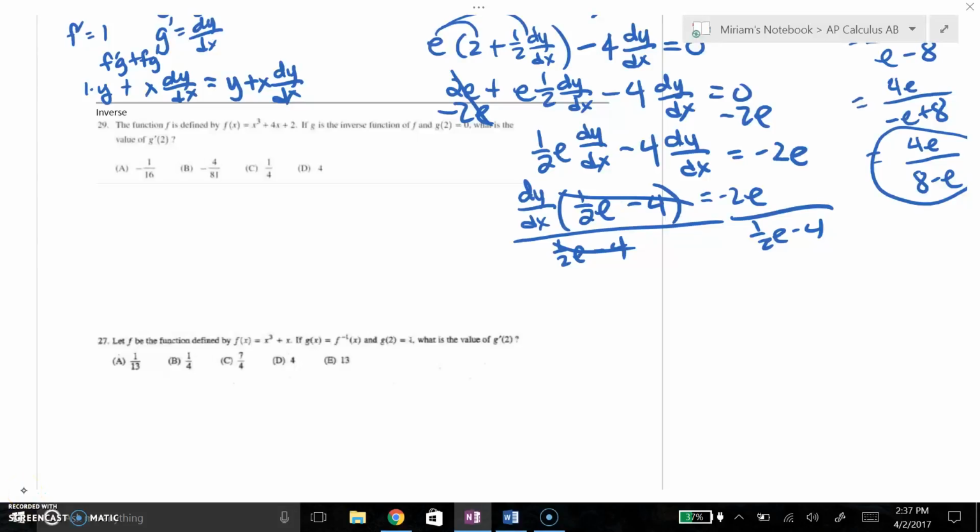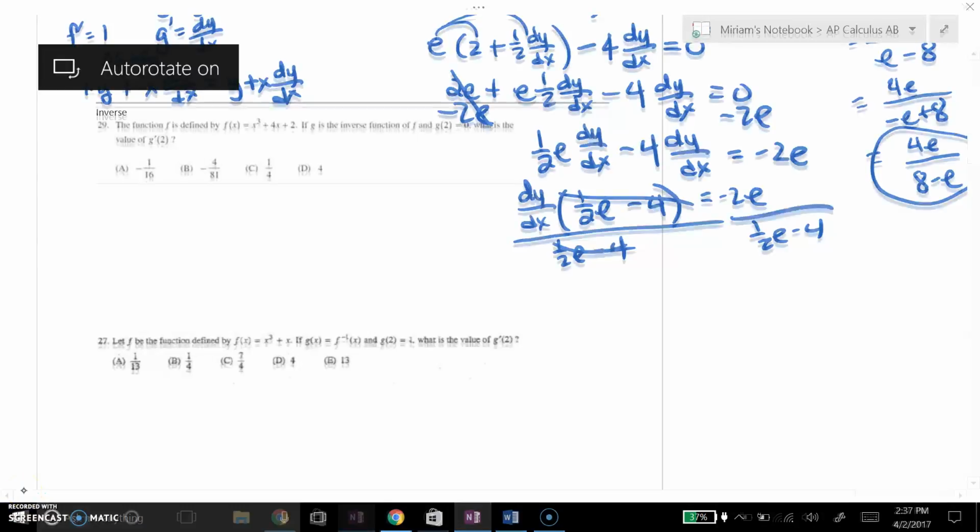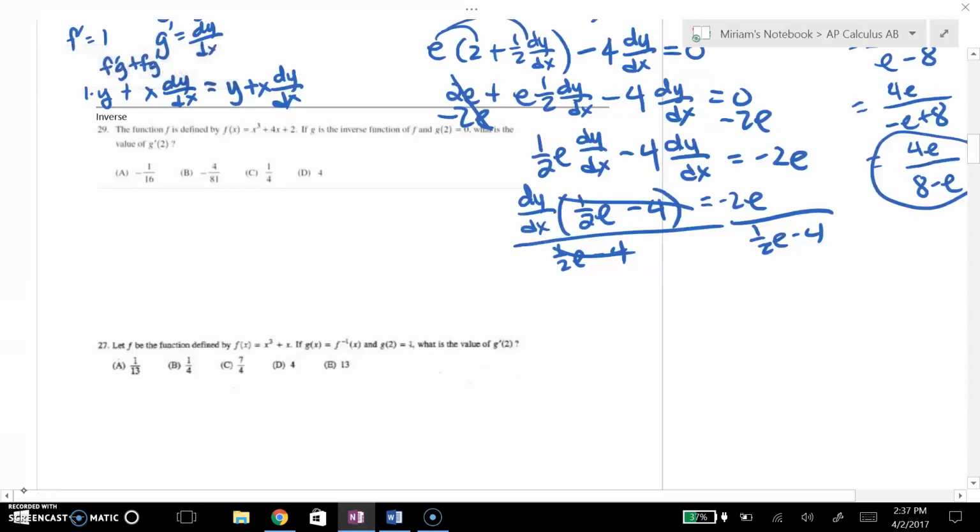Okay, so I know it's been a while. We did learn derivatives of inverse functions, and the main thing we learned from that is the derivative of the inverse of f is 1 over f prime of f inverse of whatever the number we're looking at.